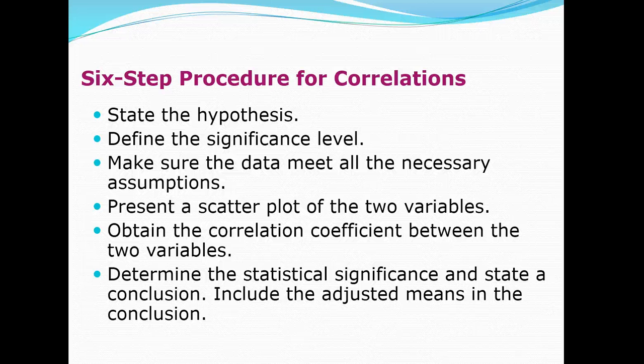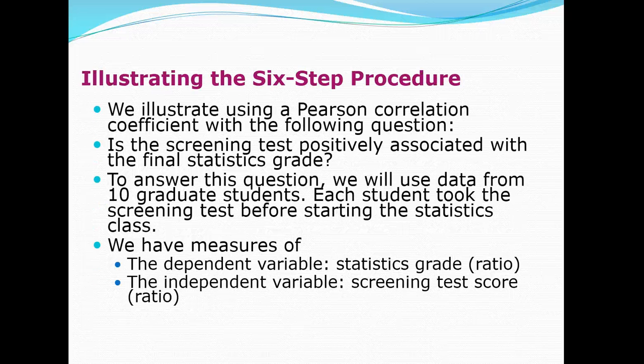All right, so when we do correlations, there are 6 steps. We state the hypothesis, we define the significance level, make sure the data meet all the necessary assumptions. We look at the scatter plot of the two variables. Then we obtain the correlation coefficient value between the two variables. And then we determine the statistical significance. We state a conclusion. You either reject or accept the null hypothesis and basically make a conclusion from your results.